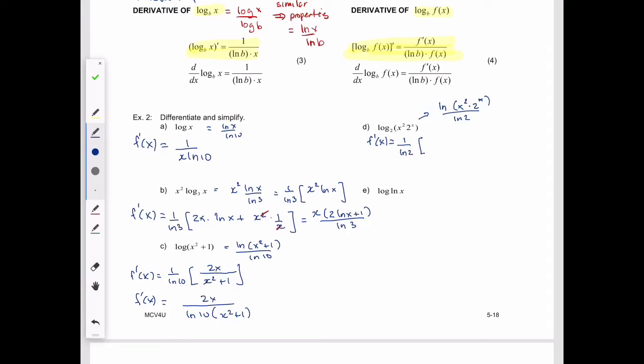The derivative of ln of x squared times 2 to the x is 1 over x squared times 2 to the x, times the derivative of x squared times 2 to the x. So it'll be 2x times 2 to the exponent x plus x squared times the derivative of 2 to the exponent x, which is going to be ln of 2 times 2 to the x.